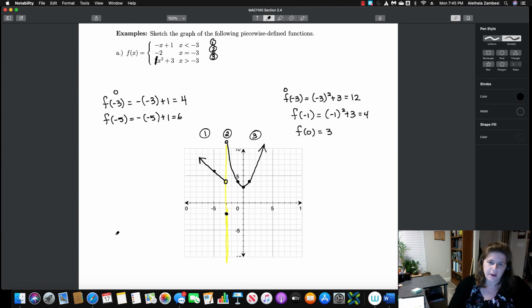So if you're graphing a piecewise function, figure out where your pieces are, use a line to mark the difference, and then you're just graphing a section of it. Plot as many points as you need to get a good graph, and then connect them together. Be aware of the open and closed circles.